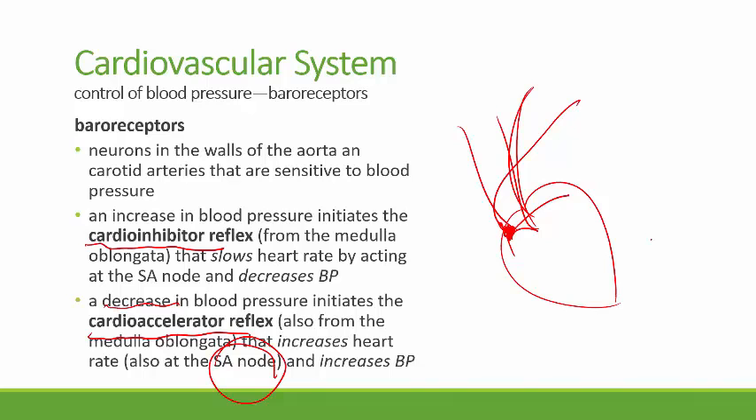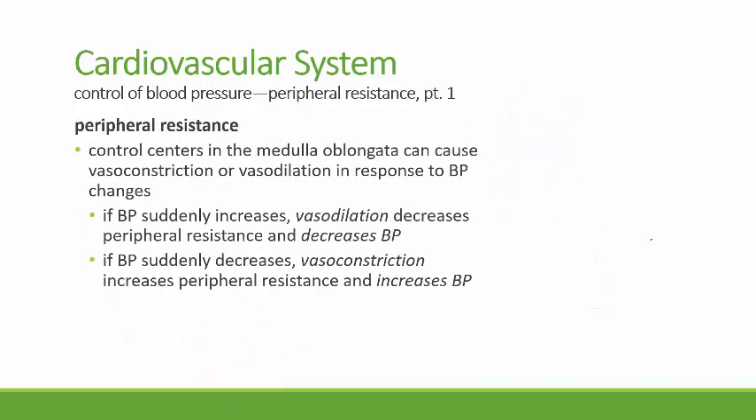All right, so there you've got it. Oh wait, I keep thinking I'm at the end here, but I'm not quite there. So we also can control blood pressure by changing peripheral resistance. So the Frank-Starling law of the heart is how we control blood pressure. That's one way. Cardioacceleration and cardioinhibition, which is going to change the rate and the force of blood pressure. And then we can adjust peripheral resistance. So control centers, again, in the medulla oblongata, will cause vasoconstriction or vasodilation as blood pressure changes.